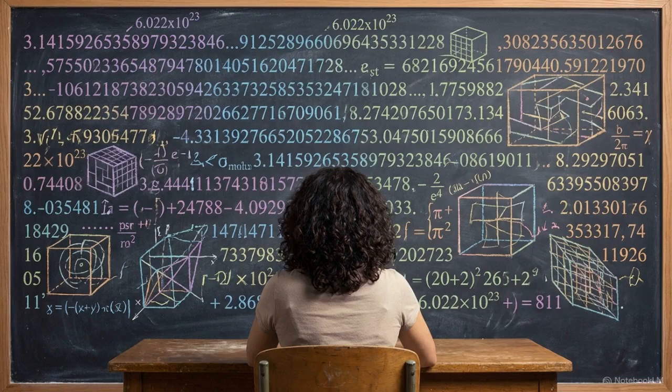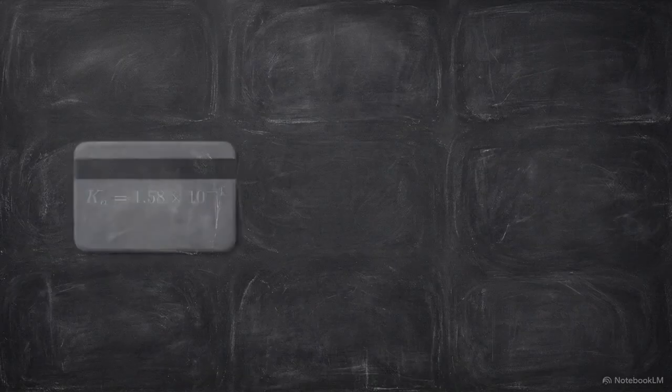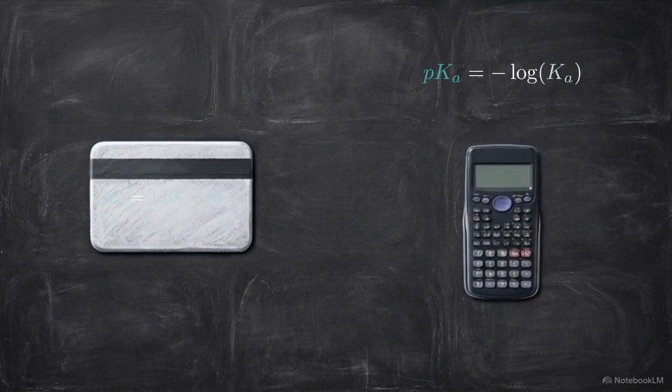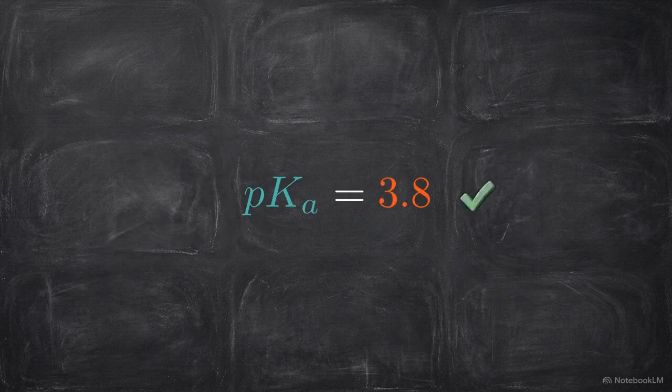Step 4. Determining relative strength. Comparing tiny exponents like 10 to the negative fourth is difficult to do at a glance, so chemists convert the Ka into a much simpler number called pKa by taking the negative log of the Ka value. Taking the negative log of the constant we just calculated gives us a clean pKa of approximately 3.8.